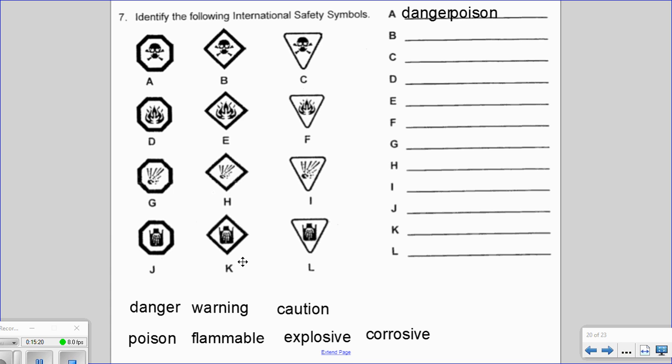And then some other stuff to work on is just identifying the following symbols in terms of what they indicate. The first one has been completed for you. The shape around this particular symbol indicates danger, and the symbol itself represents poison. So we write danger, poison. For the second one, the diamond around this particular shape would indicate warning, and then the symbol that goes with it is poison. So you can fill in the rest of those for the remaining symbols.